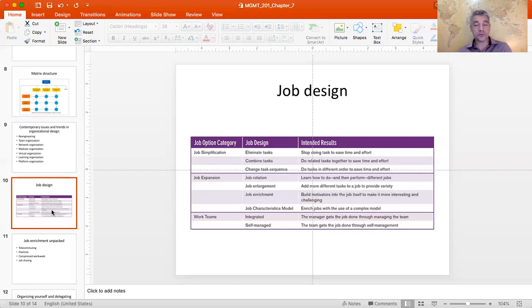The opposite of job simplification is job expansion. So here, you don't try to simplify life necessarily for your employees. You give them opportunities for growth and for development. And you do that through four specific means: job rotation, job enlargement, job enrichment, and you also may develop this job characteristics model that gives you sort of the holistic way of thinking about it.